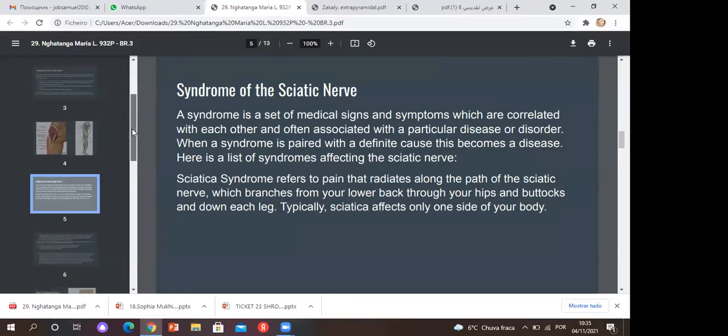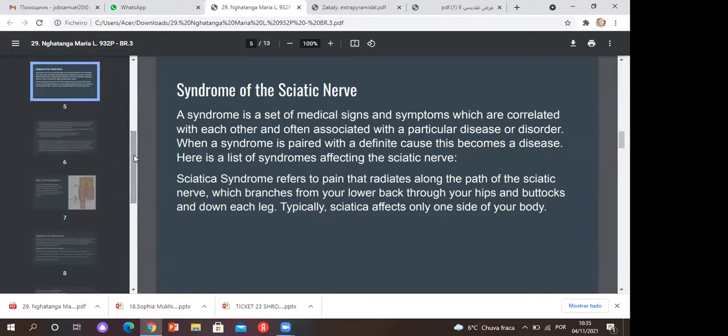The syndromes of the sciatic nerve. First of all, a syndrome is a set of medical signs and symptoms which are correlated with each other and often associated with a particular disease or disorder. When a syndrome is paired with a definite cause, then it becomes a disease. So here is a list of syndromes affecting the sciatic nerve.